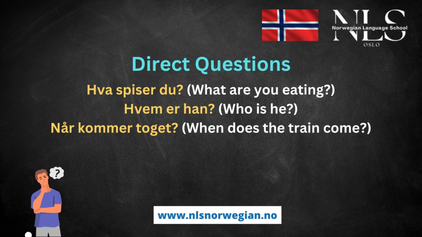Direct questions. When forming direct questions in Norwegian, the question word typically comes first, followed by the verb and the subject. Here are some examples. Hva spiser du? What are you eating? Hvem er han? Who is he? Når kommer toget? When does the train come?